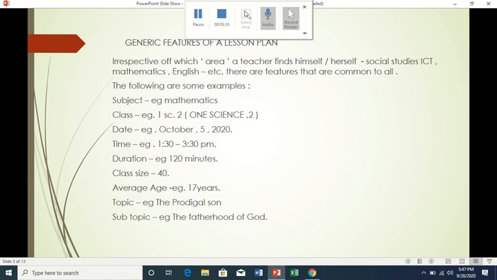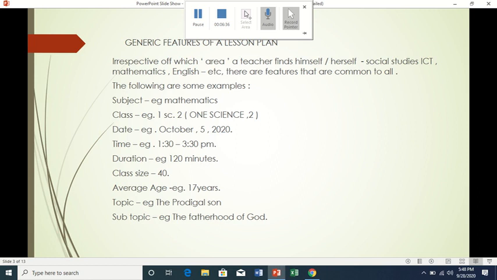There are generic features of a lesson plan, irrespective of which area a teacher finds himself or herself, it could be social studies, ICT, mathematics, English, etc. There are features common to all. Let us take, for example, subject. Could be mathematics, could be religious studies or CRS. Class, it can be 1 science 2 or 2 business 1, 2 business 2. The date could be October 5th, 2020. Time could be 1:30 to 3:30 p.m. In that case, the duration is 120 minutes, double period.